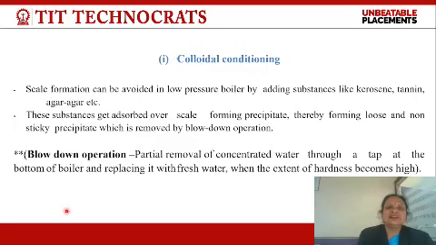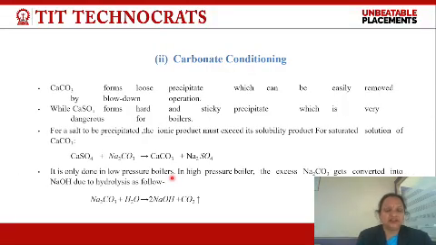Colloidal conditioning is a method which is used in low pressure boilers. For this method, we add substances like kerosene, tannin, and agar-agar, etc. And when insoluble particles convert into heavy particles, we can remove them by blow down operation. Blowdown operation is the partial removal of concentrated water through a tap at the bottom of the boiler and replacing it with fresh water when the extent of hardness becomes alarmingly high.